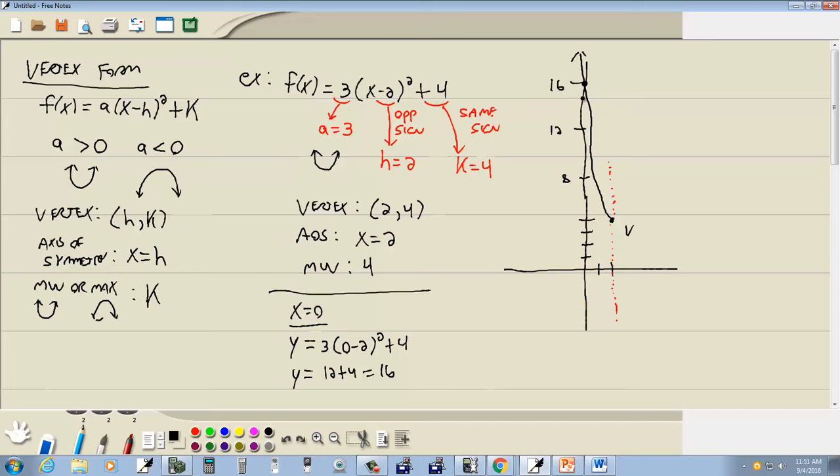Now the axis of symmetry. Once you have this side, you can flip it over, and that'll automatically give you the right side. So it looks like that.